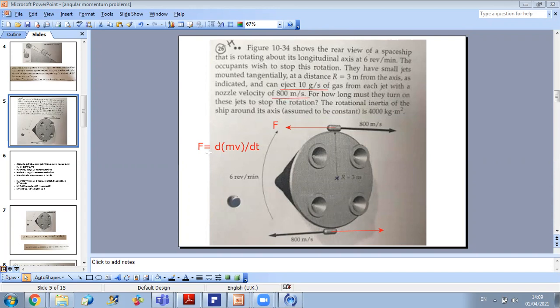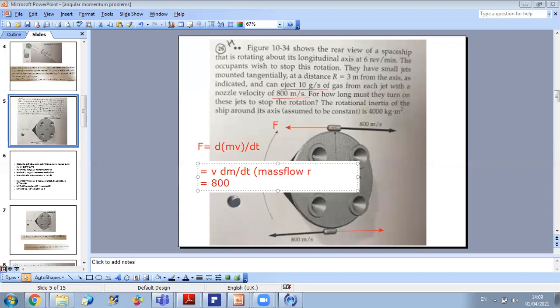So to find the force of the gases on your system, this force can be calculated by V times dm by dt. V is the velocity of ejection of the gases, which is 800, and dm by dt is the mass flow rate of ejection, because the velocity is constant. Yes, exactly. So you just have now to replace.